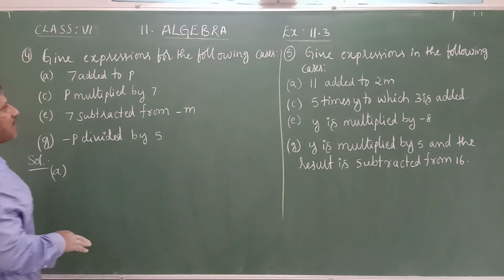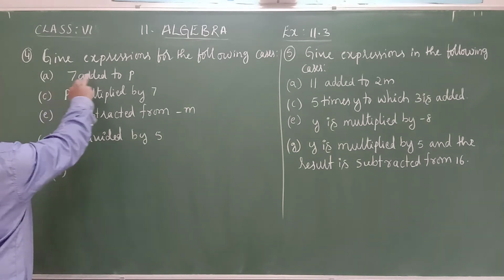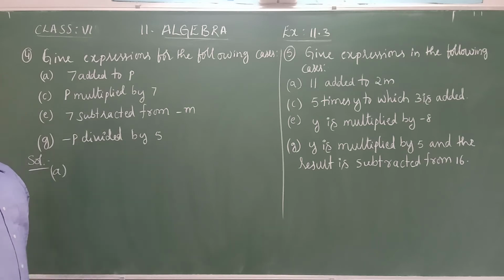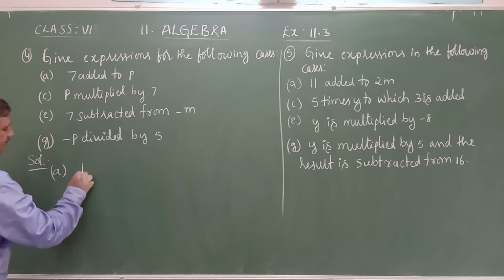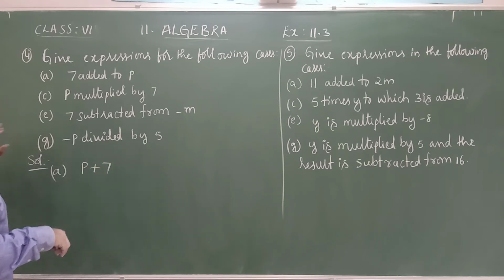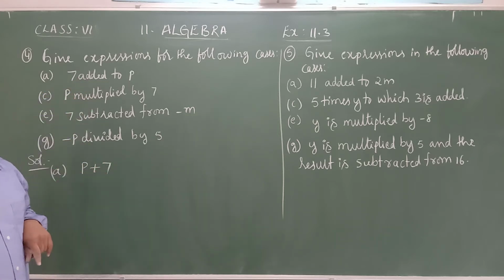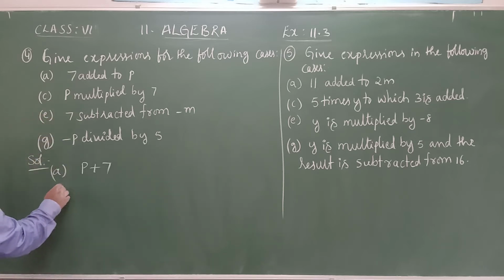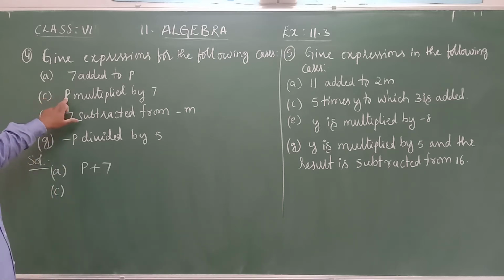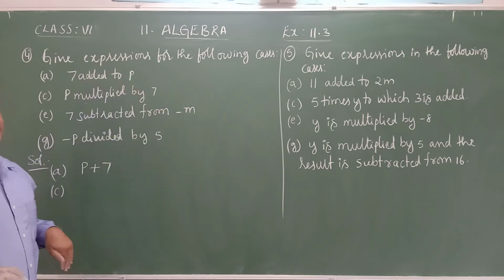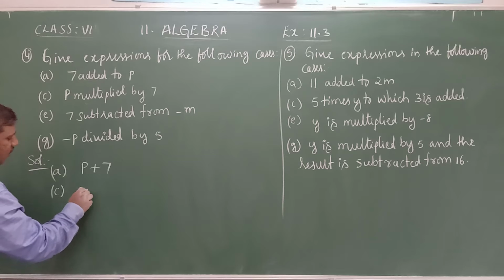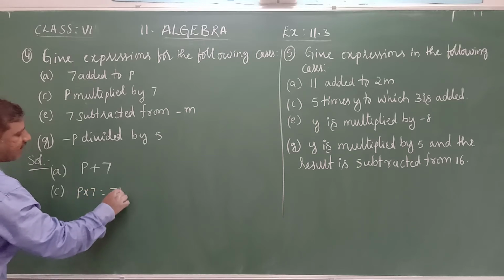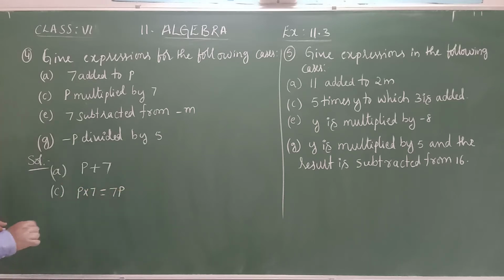So here what are the numbers we have? 7 is one number. P is also a number, but it is a variable. 7 is added to P, that is P plus 7. Added means addition, plus sign. The C bit, here we have P multiplied by 7, that is P into 7, that is 7P.